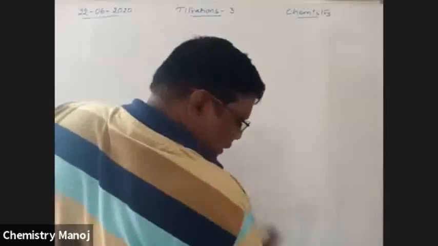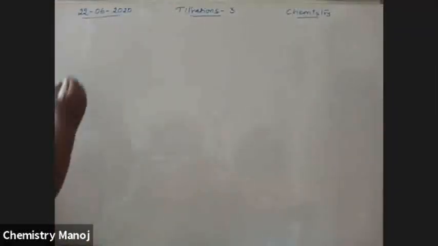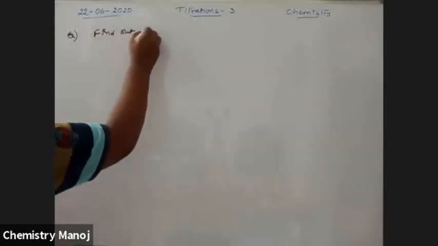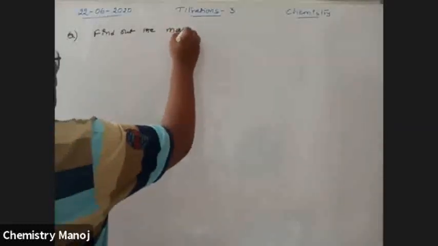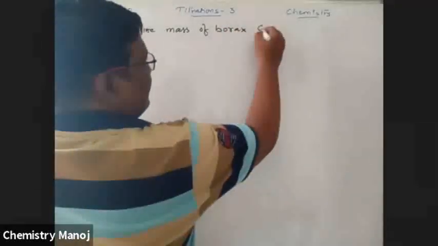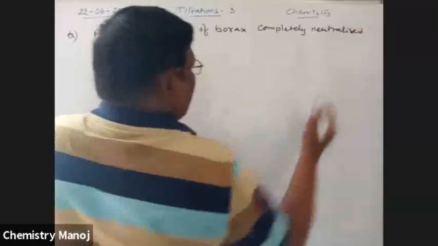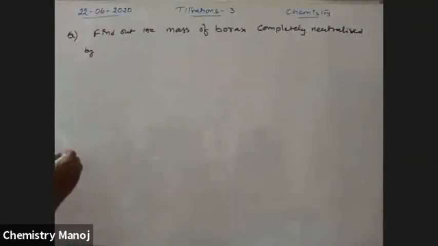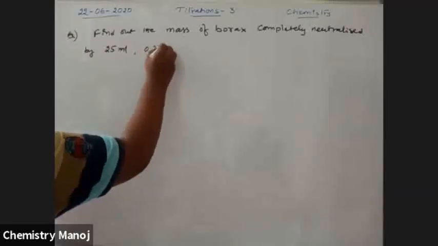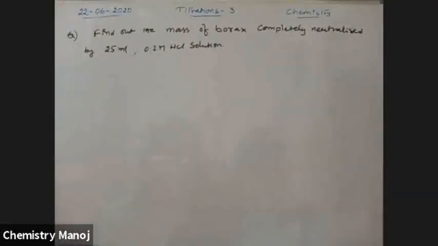One more problem on this acid-base titration. Find out the mass of borax completely neutralized by 25 ml, 0.2 M HCl solution.